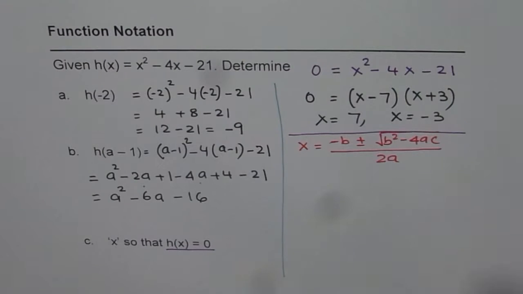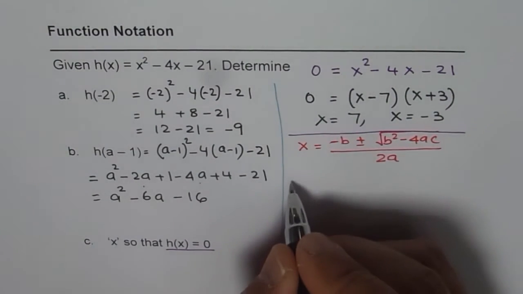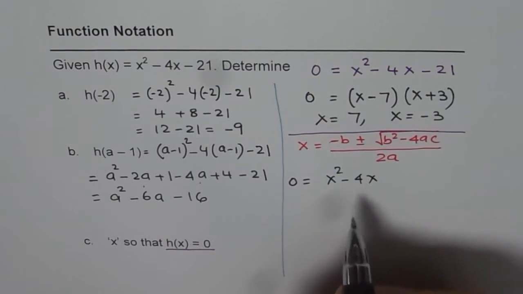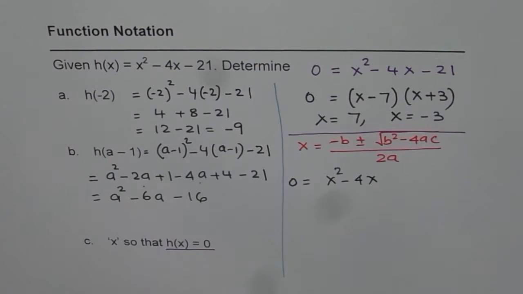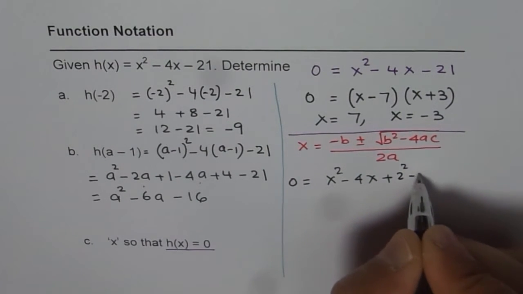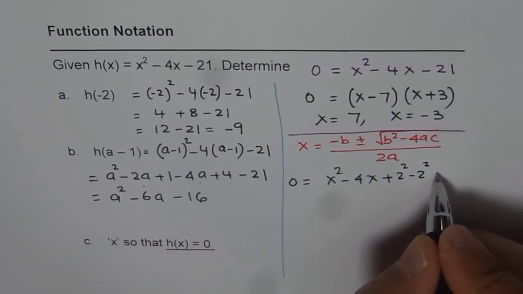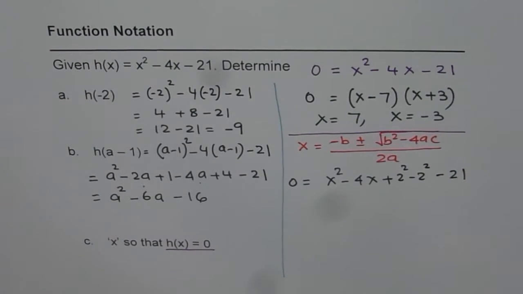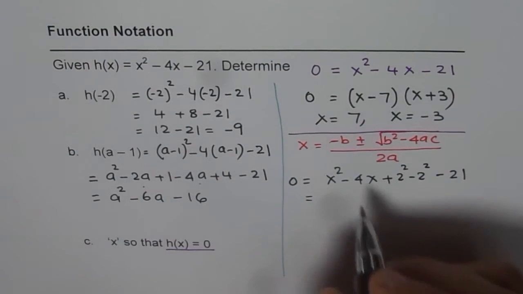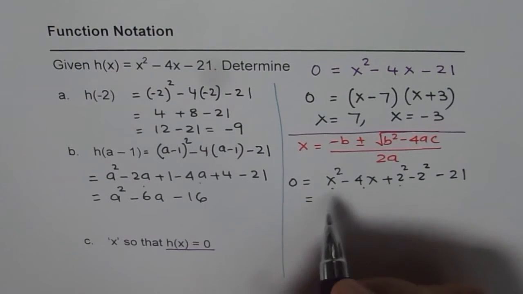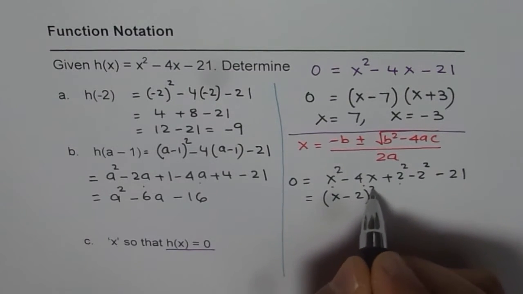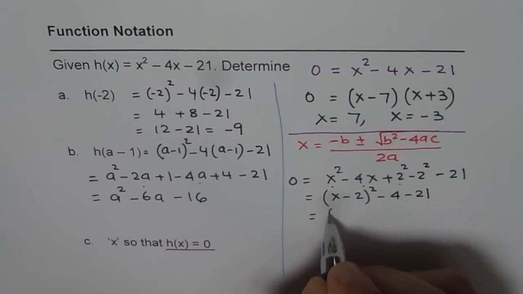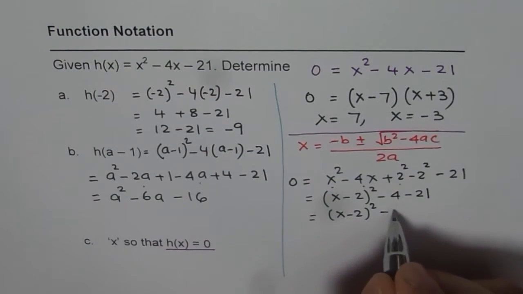Now another method is you can use the completing the squares method. So we can say 0 equals, completing the squares, we have x squared minus 4x. Half of 4 is 2. So we can add and subtract 2 square, correct? That is the completing the squares method, minus 21. Okay, so we can combine these three terms, which makes a perfect square, x minus 2 whole square, and we are left with minus 4 minus 21, and that gives us x minus 2 whole square minus 25.